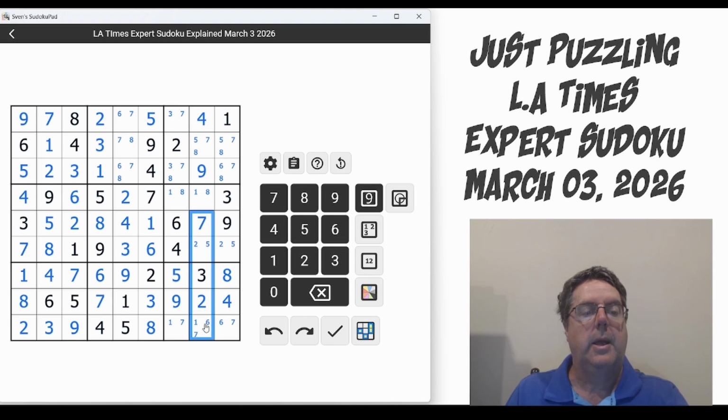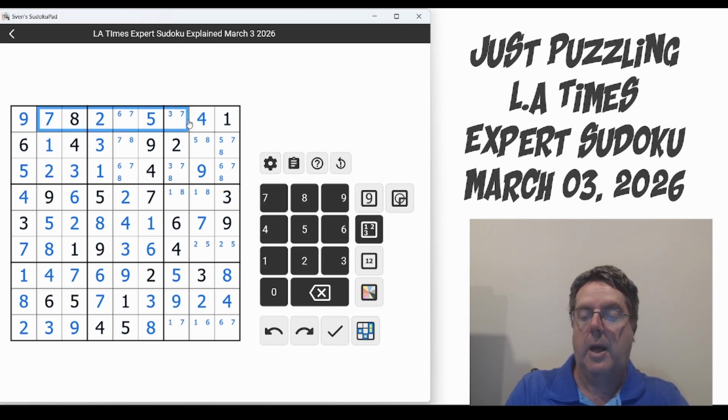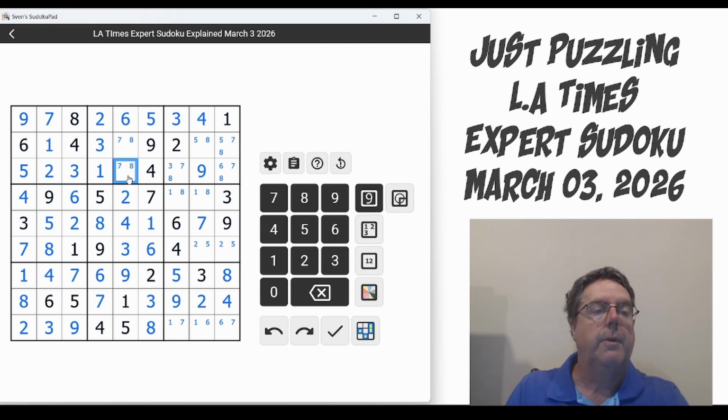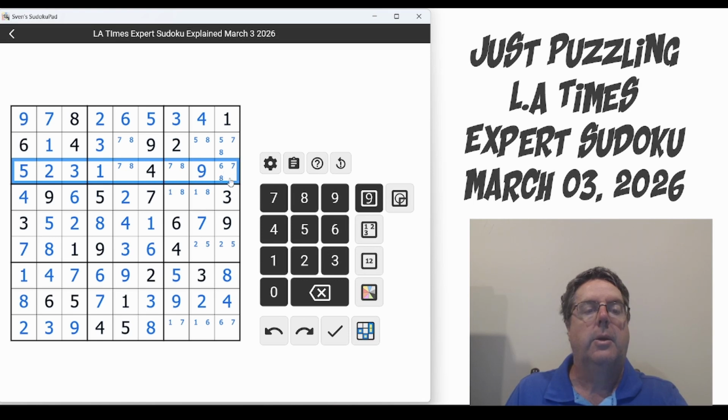7 comes down here, so this can't be a 7 anymore. And 7 comes up here, so this can't be a 7. 7 comes across here, so these can't be a 7, so this is going to be a 3, leaving this to be a 6. This can't be a 6, leaving a 7, 8 there. 3 can't be here, so this can't be a 3, leaving a 7, 8 there. 1, 7, 1, 7, 8, 5. 5 comes across here, so 5's there.